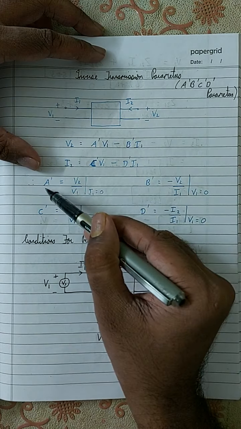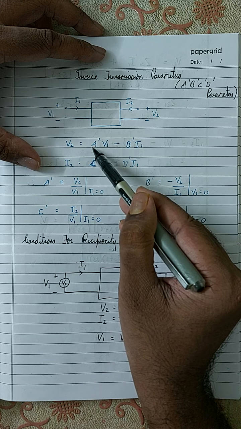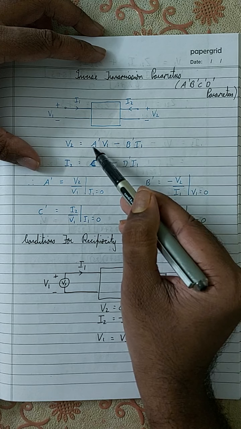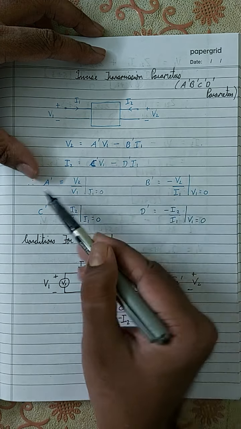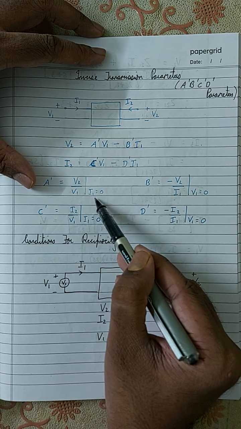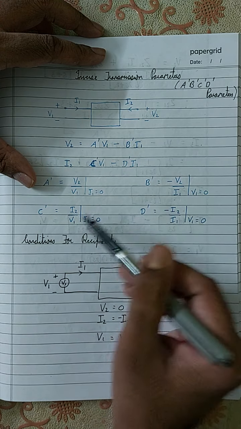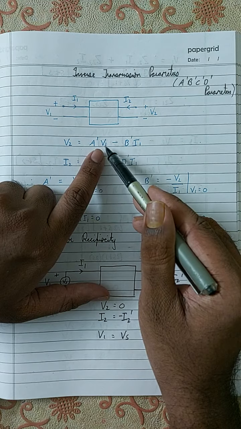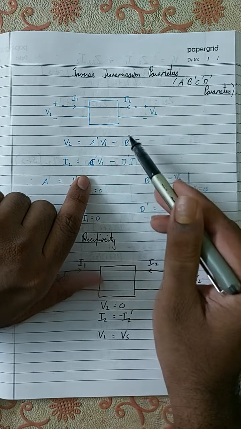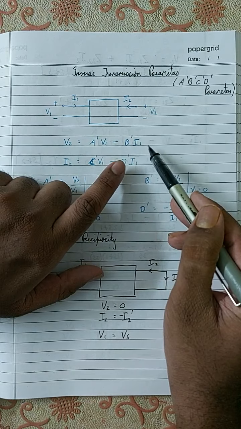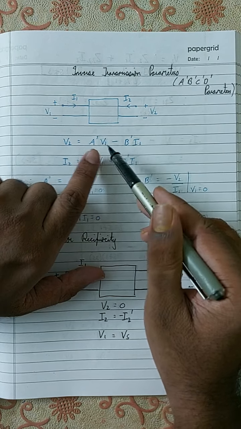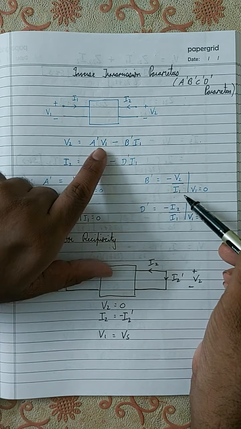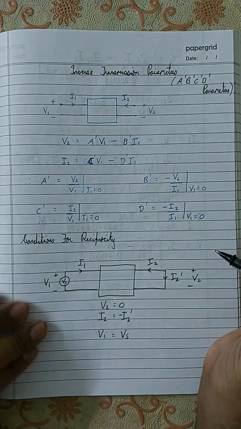That is, the equation for A dash. You can now say what A dash is. If I put I1 equal to 0, this term will become 0, then A dash is equal to V2 by V1 when I1 is equal to 0. Similarly, for B dash, if I put V1 equal to 0, this term will disappear. So V2 is equal to minus B dash I1, and therefore B dash is equal to minus V2 by I1 when V1 is equal to 0.